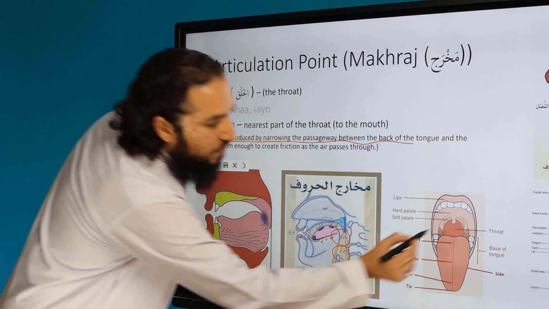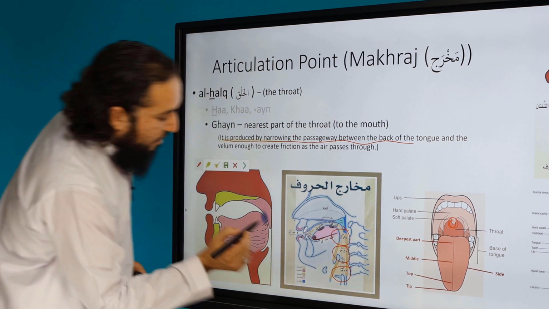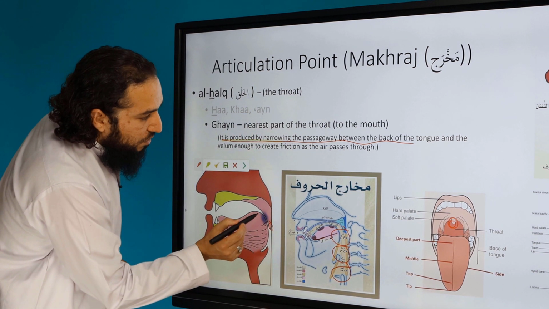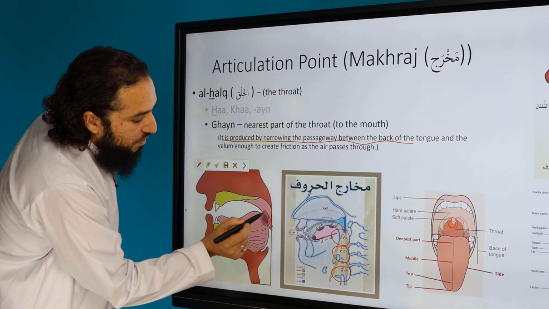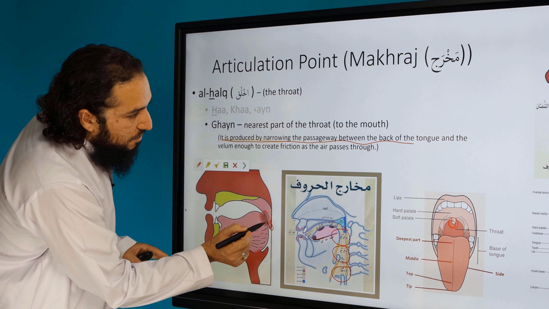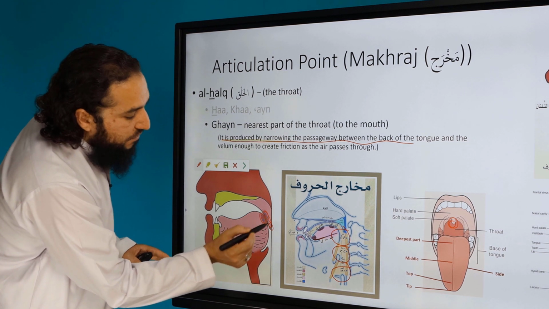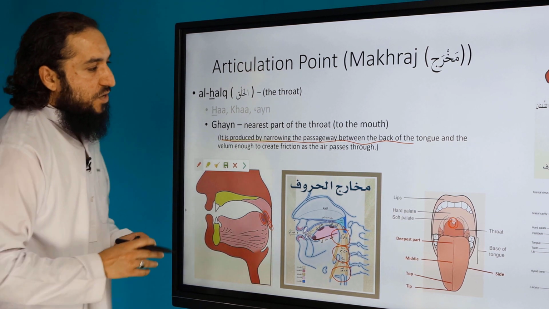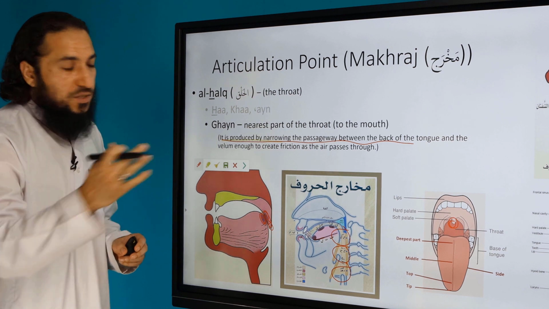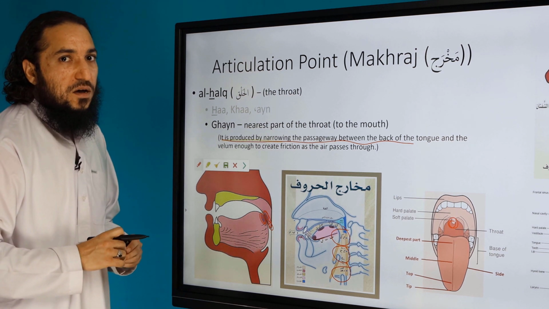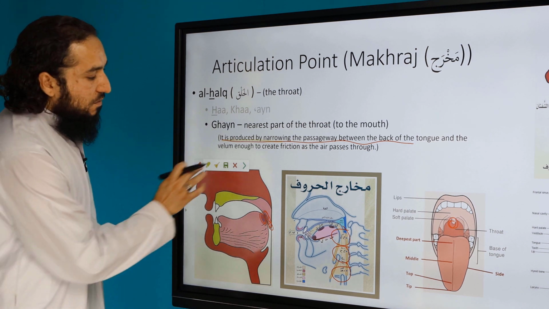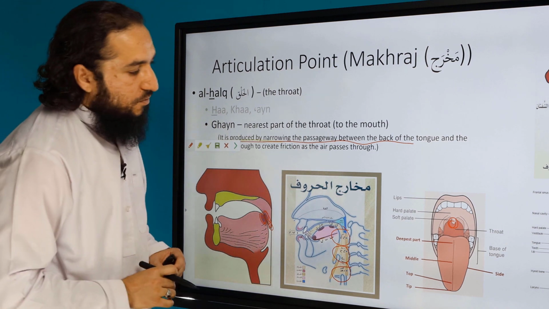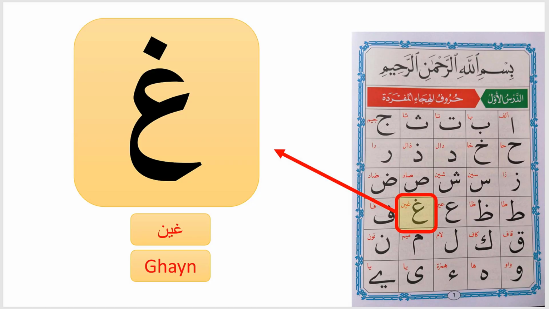So this is the velum, you can see here is the velum. We are constricting the pathway between the back of the tongue and the velum, and it creates friction when the air passes through, creating the sound of ghain. So that's the articulation point for ghain.